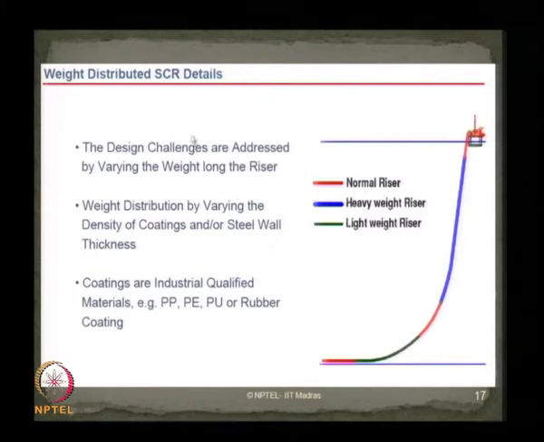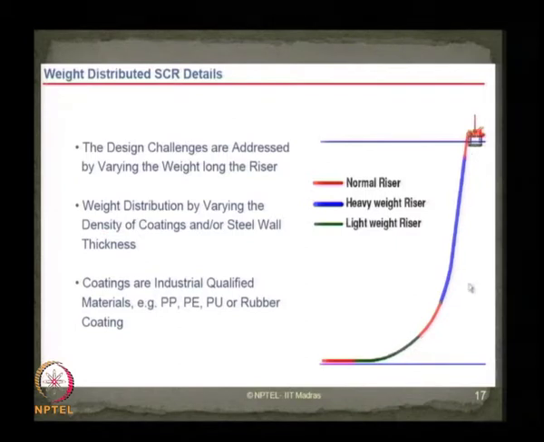The design challenges you saw in the last slide are addressed by varying the weight along the profile length of the riser. The weight distribution is generally carried out by varying the density of coatings or even the steel wall thickness of the riser. The coatings are generally industrially qualified material like PE, PP, PU or rubber coatings, which are commonly used. These coatings and steel wall thickness of the risers vary the weight along the riser length profile, which is otherwise called weight distributed steel catenary risers.